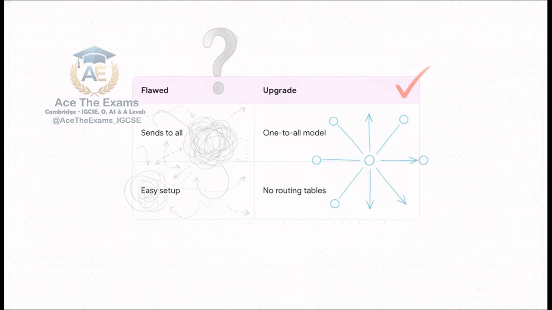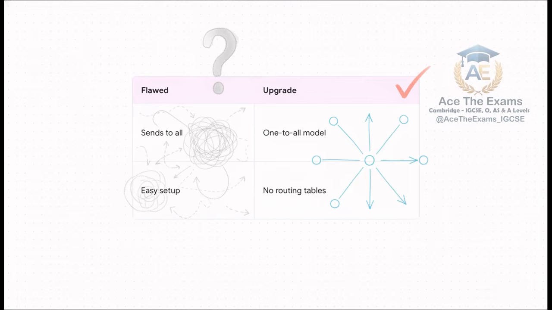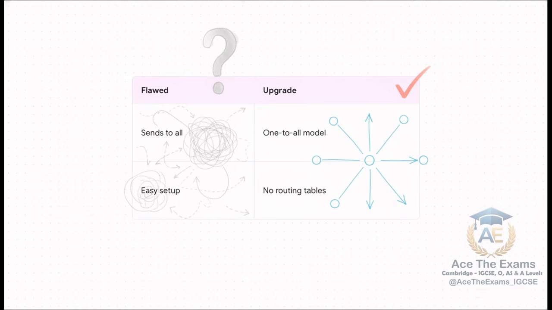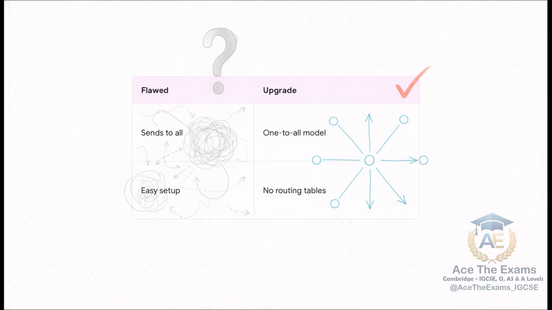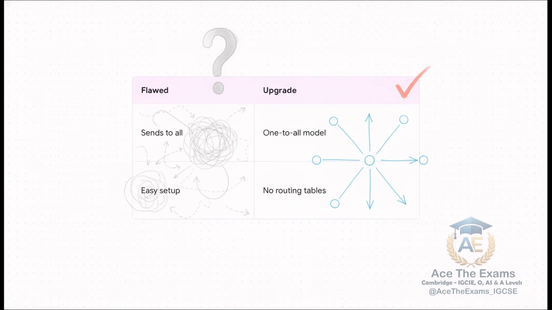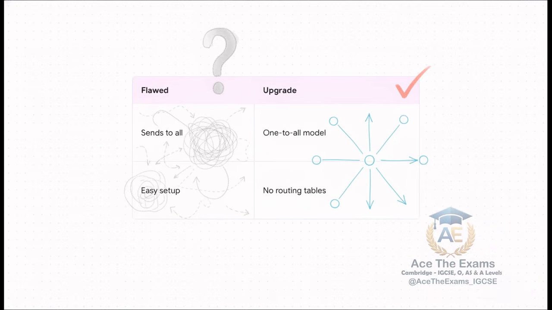The flawed answer says, "The network sends data to everyone and it's easy to set up." Honestly, it sounds true, but it drops marks because it's just way too vague. It completely lacks the technical mechanism. Now, check out the red pen upgrade: "Uses a one-to-all communication model, broadcasting data packets to all connected devices simultaneously without complex routing."